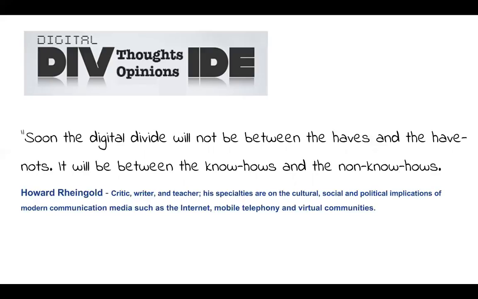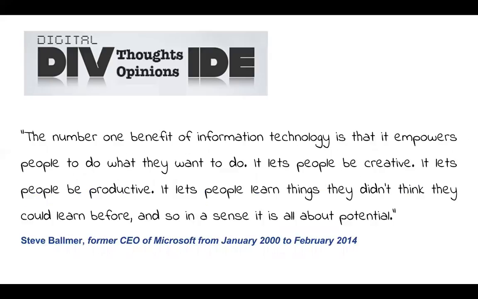Soon the digital divide will not be between the haves and the have-nots. It will be between the know-hows and the non-know-hows. The number one benefit of information technology is that it empowers people to do what they want to do. It lets people be creative. It lets people be productive. It lets people learn things they didn't think they could learn before. And so in a sense, it's all about potential.